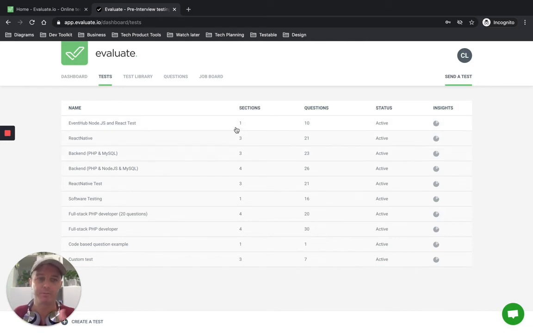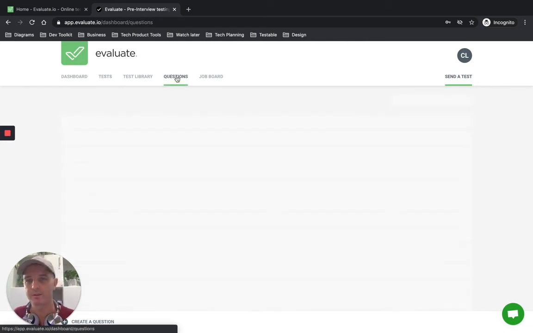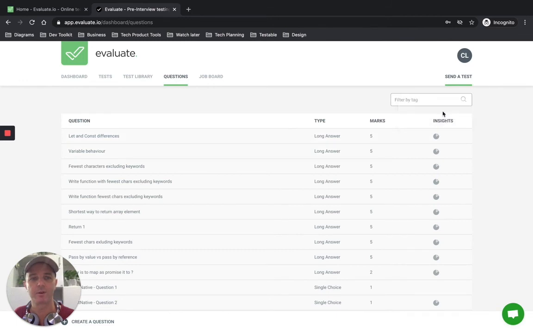If we want to go even more granular, you go down to the question level, and we've got the same insights column. Here you can see what percentage of candidates got the question correct. Let's say this question here, write function fewest characters excluding keywords. Only 15% of the 19 candidates got this question correct. So there's a good chance that this one's probably a little bit too challenging, and we need to look at maybe replacing this question.